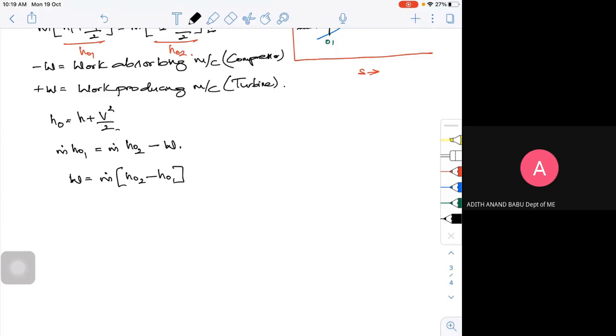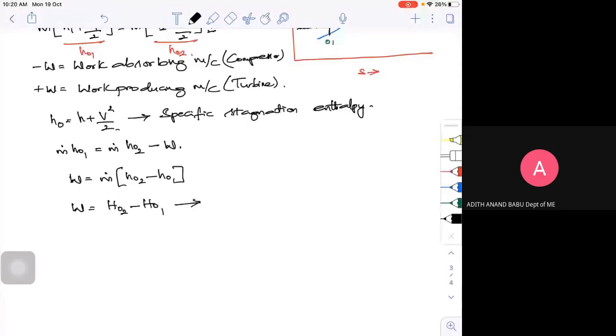What are small h naught and H naught? They are specific enthalpies. Your h naught indicates specific stagnation enthalpy. If I multiply this by the mass flow rate, it becomes a total enthalpy. So m dot into h naught 2, I can write as total enthalpy. That is, W is equal to capital H naught 2 minus capital H naught 1. So what is this actually? It is the total stagnation enthalpy.